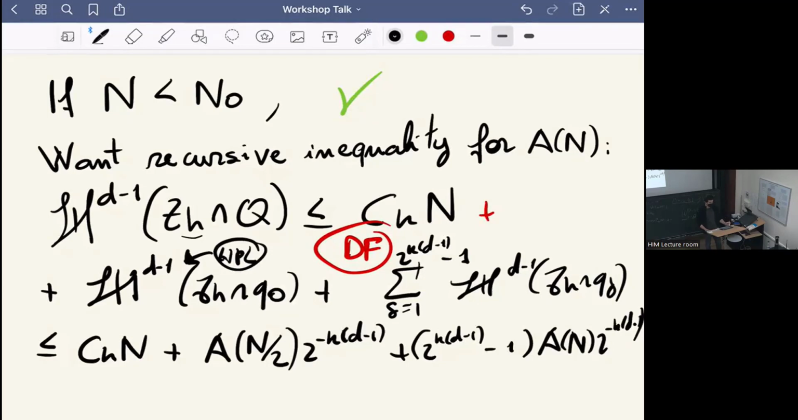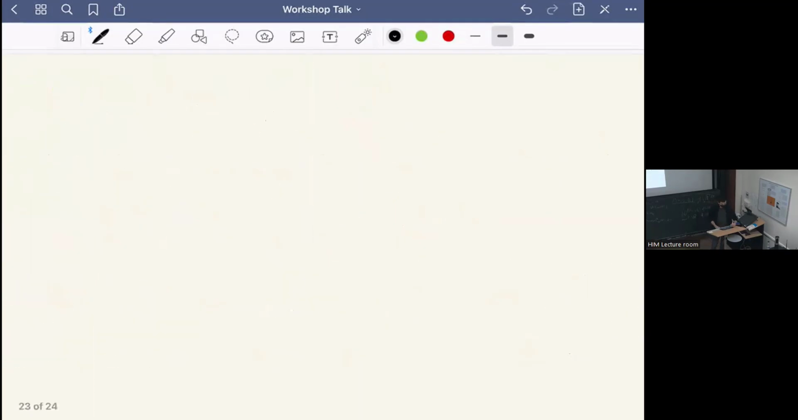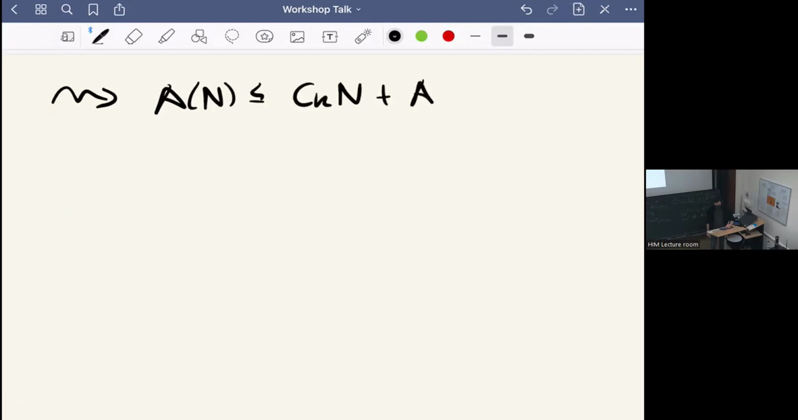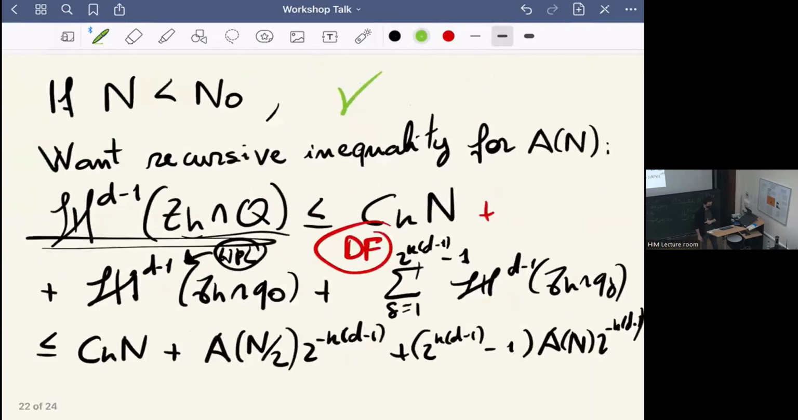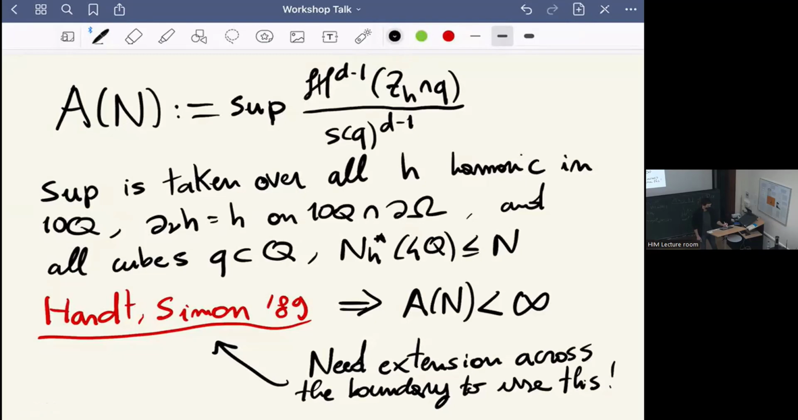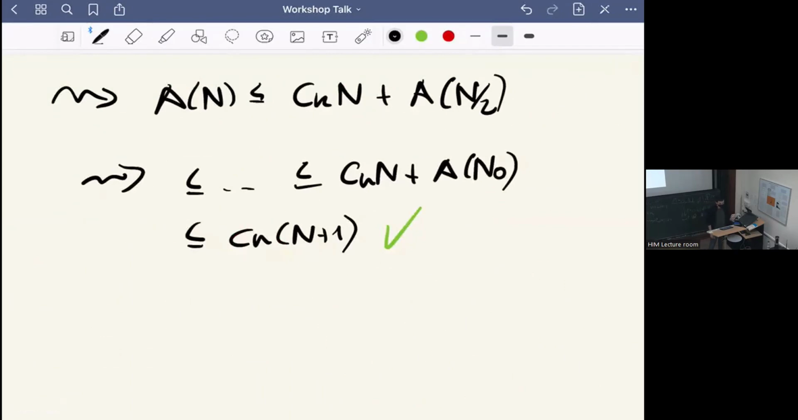I pass to the sup also on this side, and what I get is that A(n) is less than C_k n plus A(n/2). I iterate this many times, and I get that this is bounded by C_k n until I get to A(n_0), where n_0 is some base constant, and this is less than C_k times n plus 1. This is what I wanted. If I go back to the definition of A(n), I proved that A(n) is bounded linearly in terms of the frequency, in terms of the doubling index n.